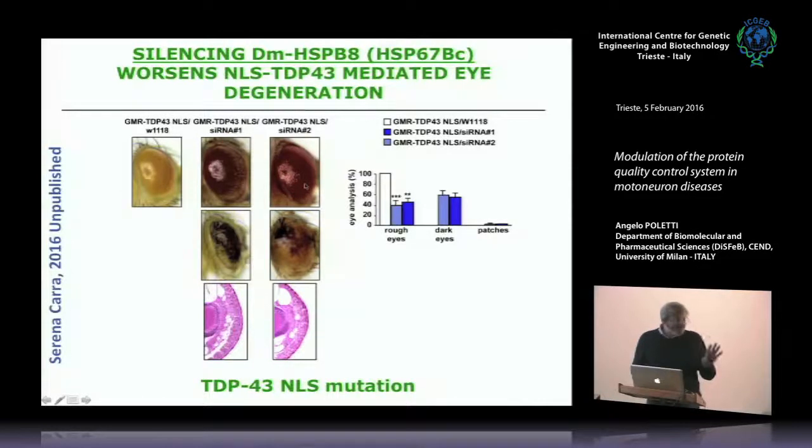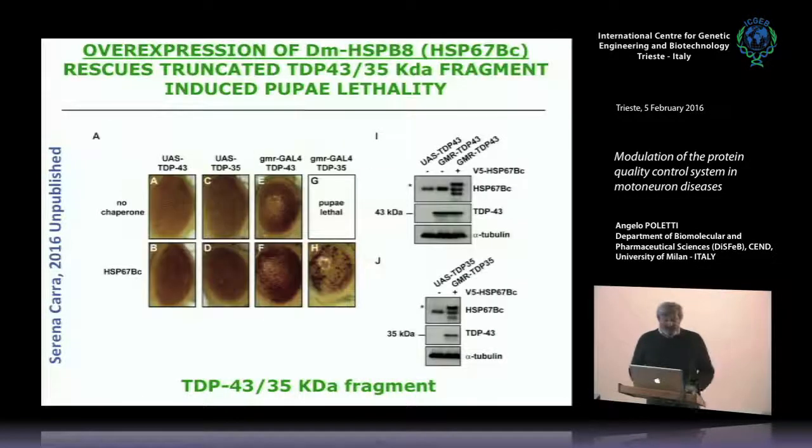With this, that is mimicking the familial form of ALS, but we also use the 35 fragment that mimics the sporadic form of ALS. This is lethal in the fly at the pupa level. But if you overexpress the ortholog of HSPB8 in this fly, at least the flies are alive. They don't perform very well, but it's an indication that there's an improvement. So the toxicity of TDP43 is counteracted by HSPB8.